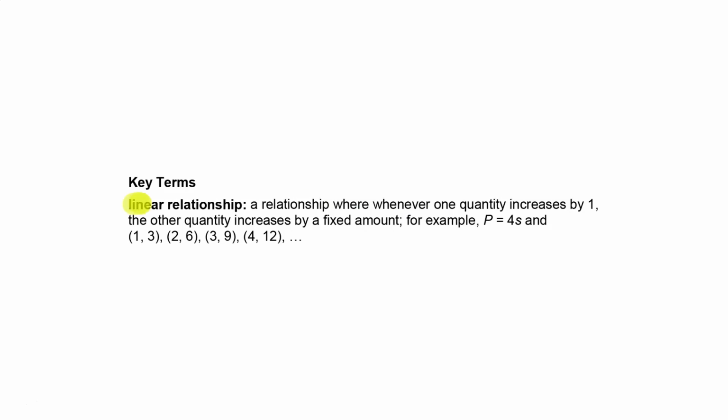Key terms. Linear relationship is a relationship where whenever one quantity increases by 1, the other quantity increases by a fixed amount. For example, if P is equal to 4s, that's a linear relationship, and it generates a set of points like this: (1, 3), (2, 6), (3, 9), and (4, 12).